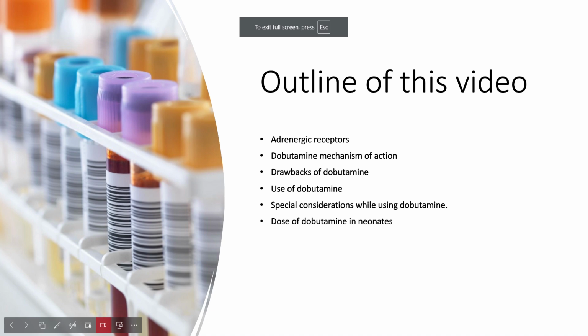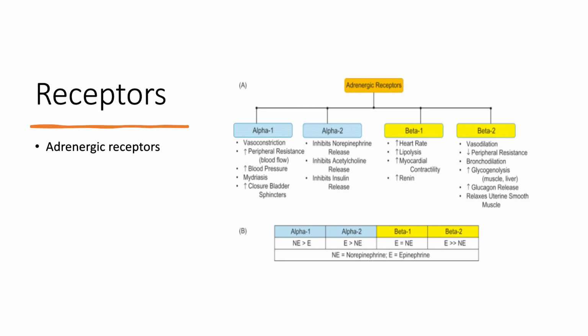First, adrenergic receptors. To understand the mechanism of dobutamine, we have to first revise the adrenergic receptors. Secondly, we will discuss the mechanism of action of dobutamine. Then we will talk about the use of dobutamine and its indications. And of course, we will discuss the drawbacks of dobutamine and how to avoid them. Later, we will discuss the special considerations while using dobutamine to avoid any medication errors. Finally, we will explore dobutamine dosing in neonates. Without any delay, let's start.